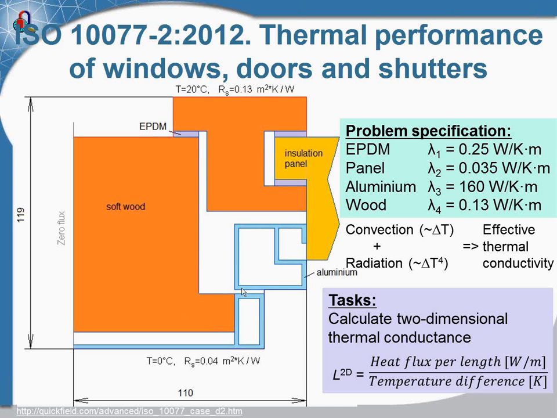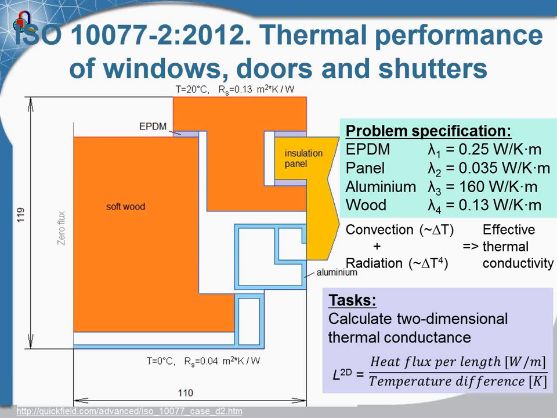Blue blocks are made of aluminum. Orange blocks are made of wood. This is the insulation panel, the calibration insulation panel. And this is the insulation, the resin. Temperature at the outside is 0 degrees Celsius and the temperature at the inside is 20 degrees Celsius.